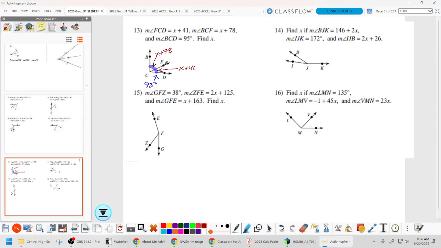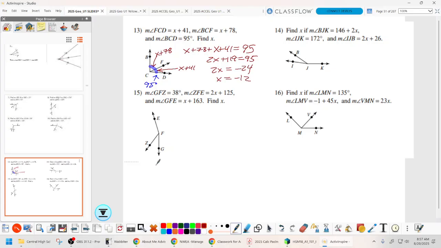Well, piece plus piece equals total. So x plus 78, that was one piece, the top one, plus the bottom piece equals 95, the whole angle. Okay, and then we have our little equation to solve. Gives us 2x, and then what is that? 119, I think. Okay? 2x equals negative 24, and x equals negative 12.